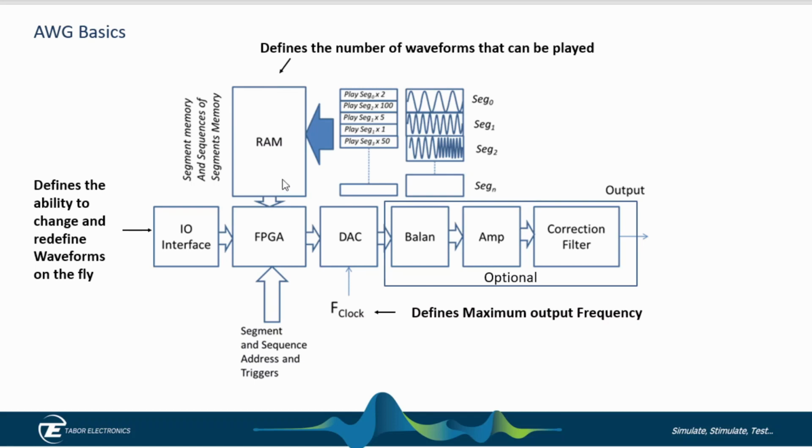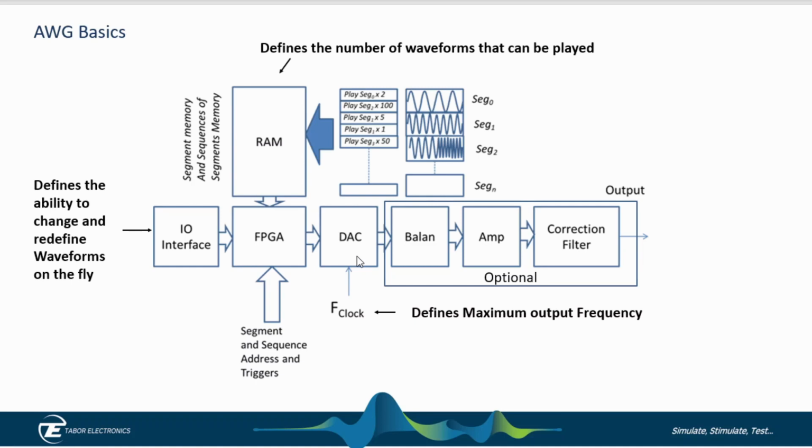First of all is the RAM. The number of waveforms that can be played is a function of how big the RAM is. Then the FPGA. How does the FPGA manage the RAM? How does it get the data from the RAM to play out through the DAC? The DAC defines your maximum output frequency. So the F clock, or the sample clock, defines your maximum frequency.